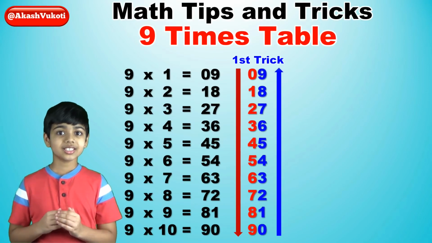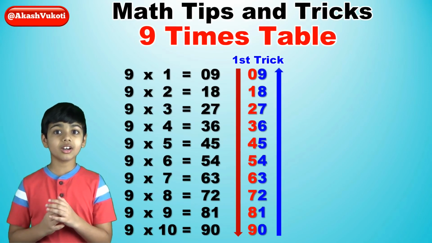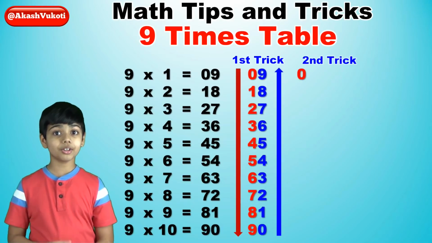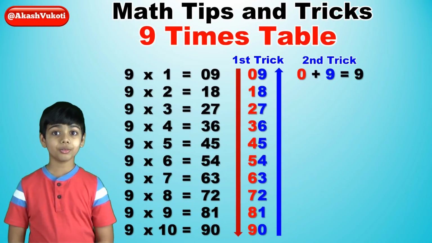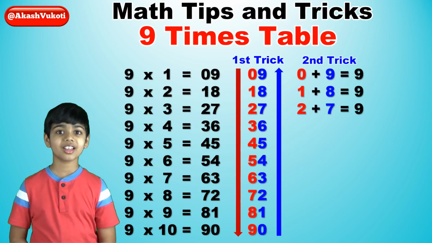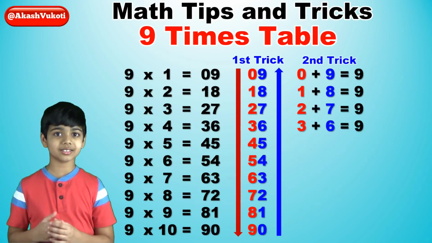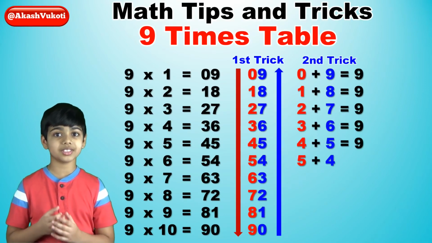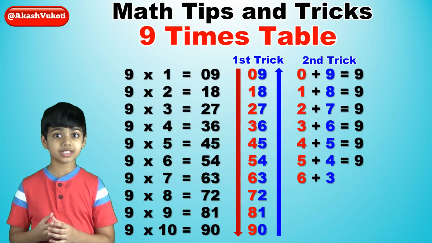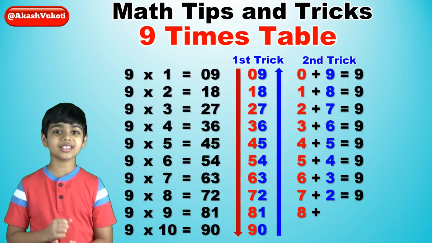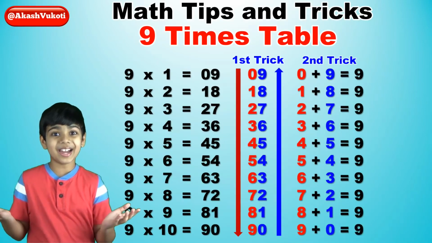The second trick is that the sum of the digits of each answer is 9. So, as you can see here, 0 plus 9 is 9, 1 plus 8 is 9, 2 plus 7 is 9, 3 plus 6 is 9, 4 plus 5 is 9, 5 plus 4 is 9, 6 plus 3 is 9, 7 plus 2 is 9, 8 plus 1 is 9. And finally, 9 plus 0 is, well, 9.